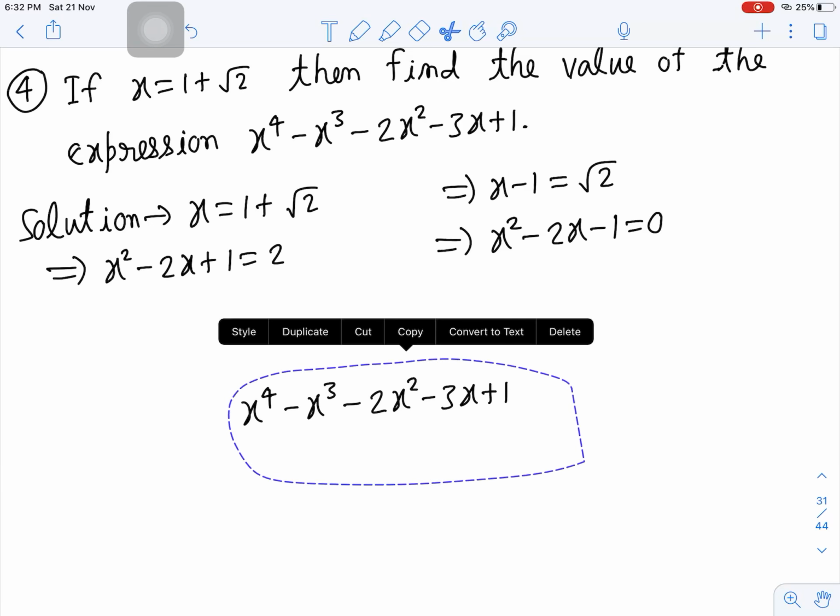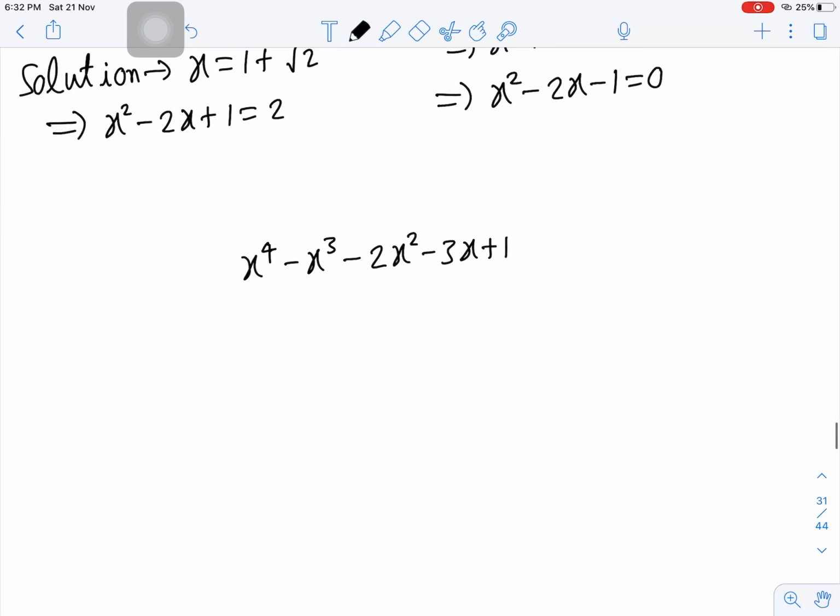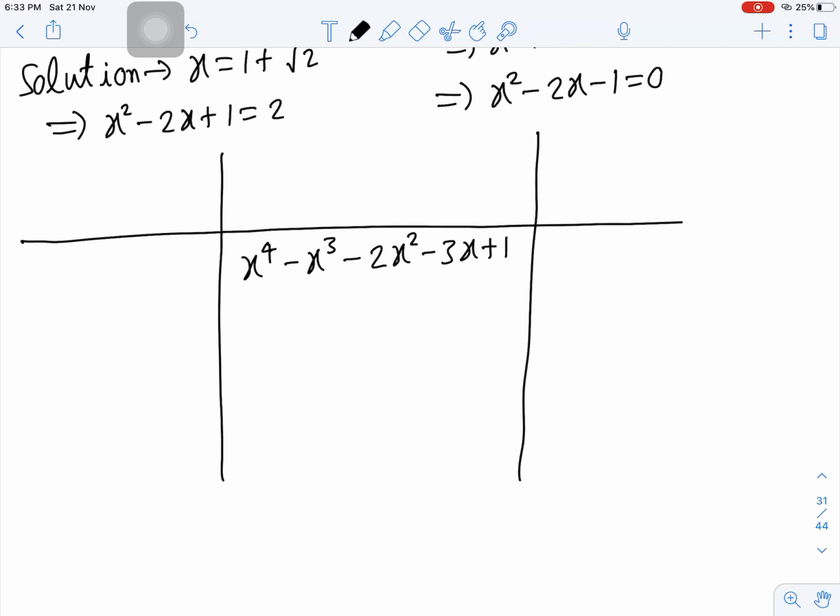For that we can do the long division method, so we can divide this by x square minus 2x minus 1. I hope that you know the rules for division of a polynomial by another polynomial. So first of all you should arrange all the terms in decreasing order of power. It is already in the proper form, in decreasing order of power, first the highest power term, then second highest, third highest, fourth highest, like that. The divisor is also in the proper form, in decreasing order of powers.